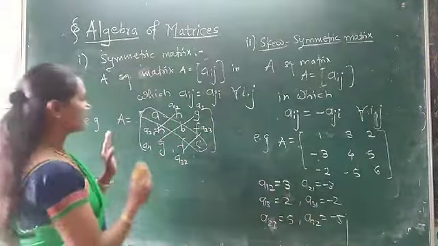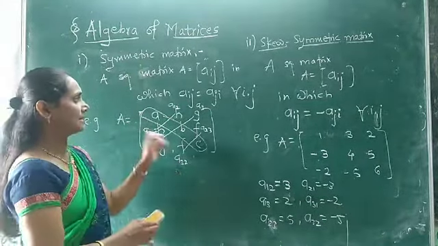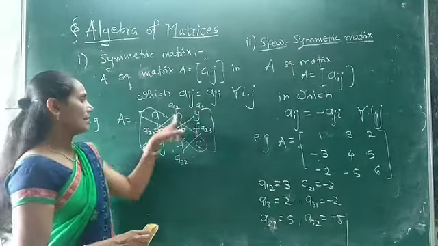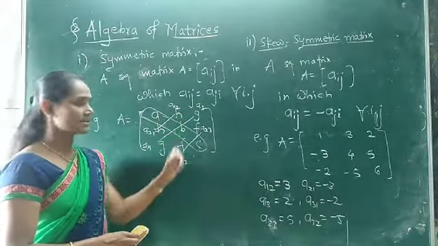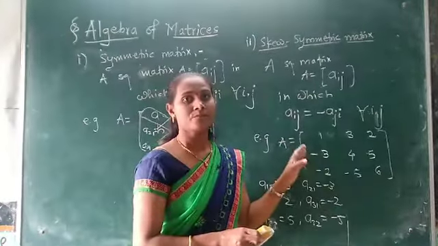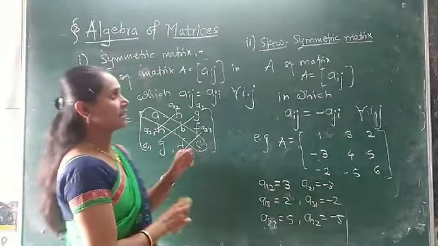So the difference between a symmetric matrix and a skew symmetric matrix: in a symmetric matrix, elements are the same, that is Aij is equal to Aji. The corresponding elements are the same in a symmetric matrix, but in a skew symmetric matrix there is only a change in sign. So don't forget this point, symmetric and skew symmetric.